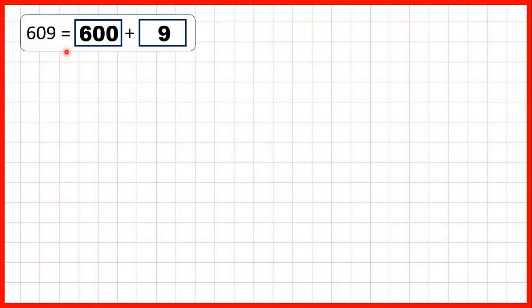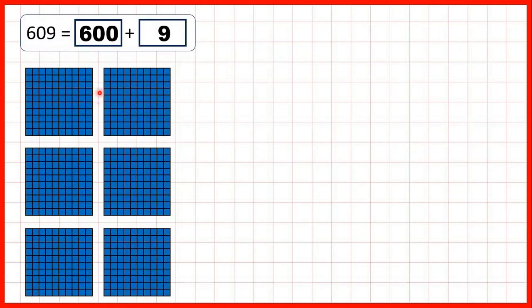Then we had 609. So this 6 represents 600, so we can show 600 blocks. But this 0 in our tens shows that we have no tens, so we don't need to represent any tens blocks at all. And that's why when we partitioned the number, we didn't need to write anything to show the 0 in our tens.